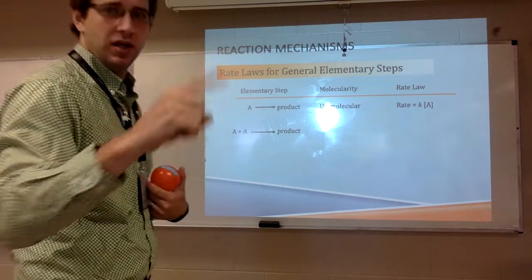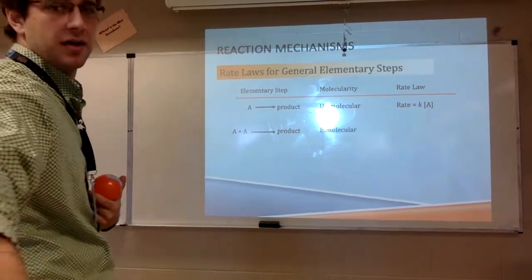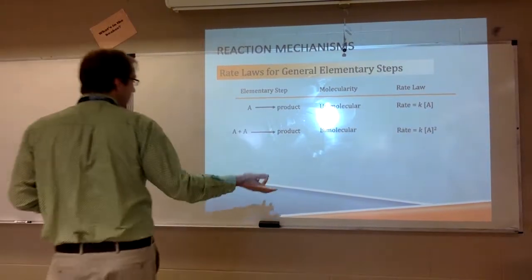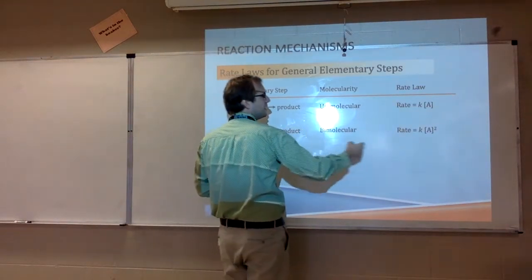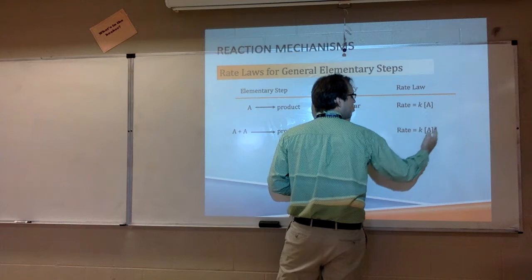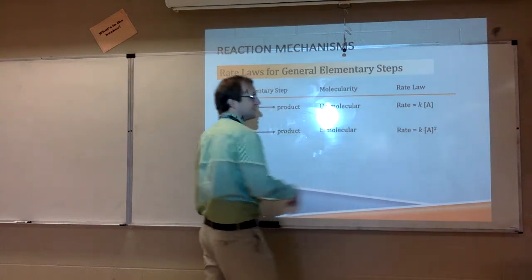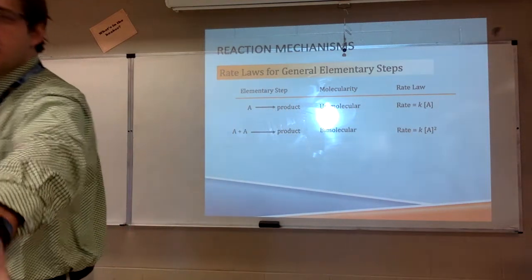If the first one is unimolecular, this one is bimolecular, our rate law would actually then be second order, that we've got two A's reacting simultaneously to give us a B, and so we would express that as second order with respect to A to give us our overall rate.